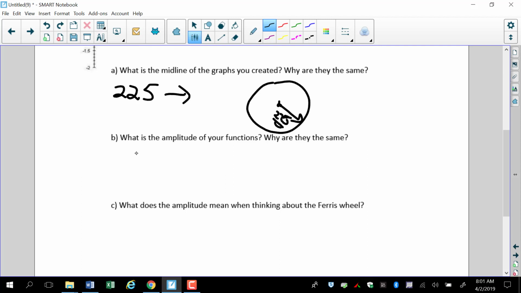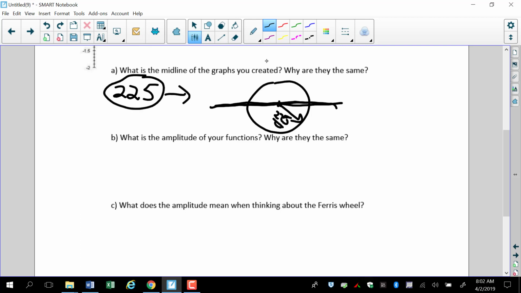The midline, we can just draw right here. So you see your graph, and then you see your midline right here, if we're thinking about a Ferris wheel. And again, that's what the idea is behind this 225.